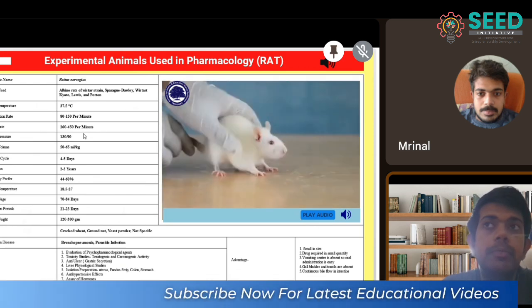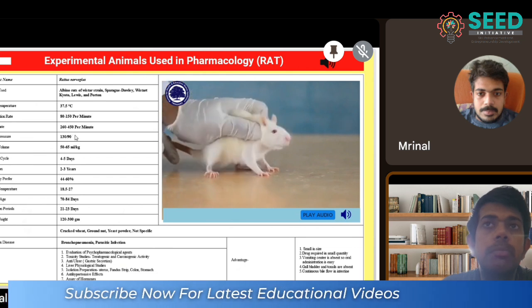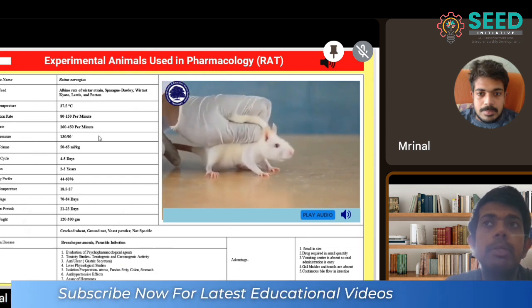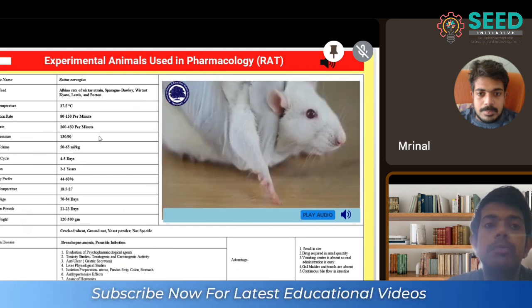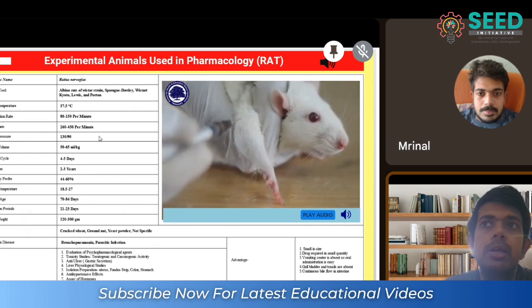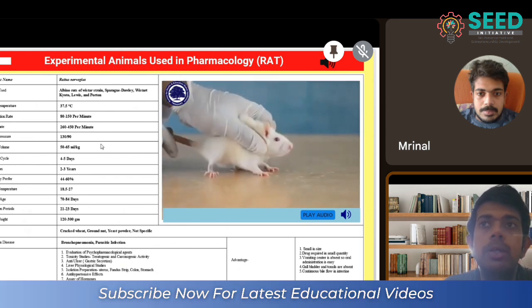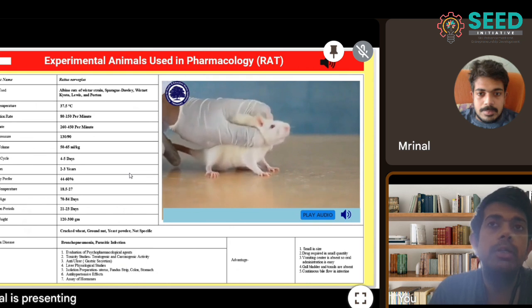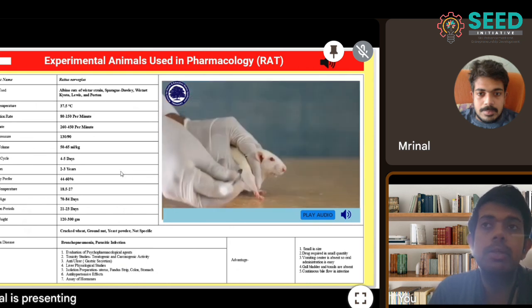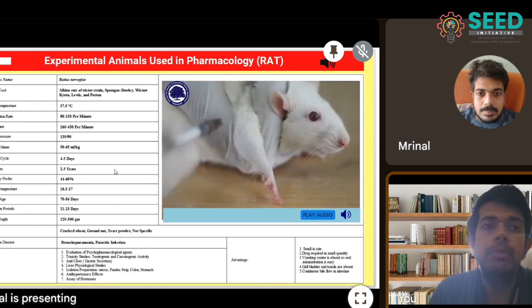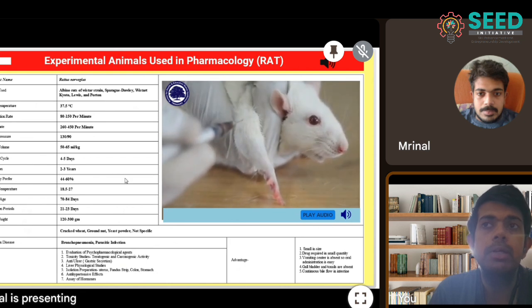Blood pressure is around 130 by 90 mmHg. Blood volume is around 50 to 65 ml per kg. Estrus cycle is 4 to 5 days. Lifespan is only 2 to 3 years. Preferred humidity is 44 to 60%. Room temperature preferred is 18.5 to 27 degrees Celsius.